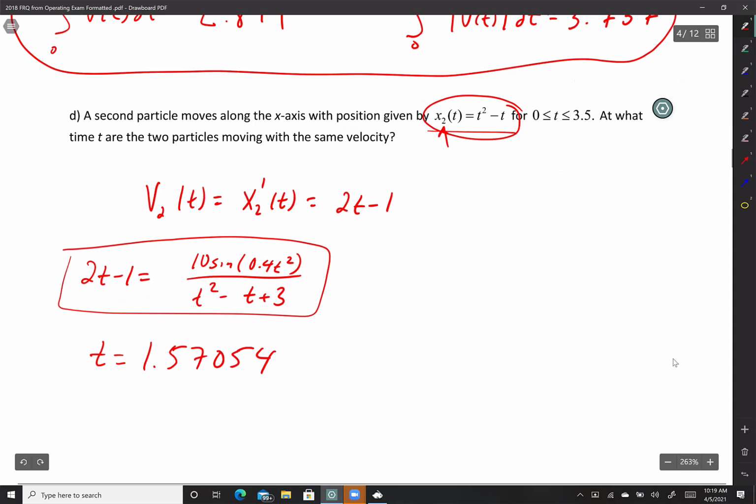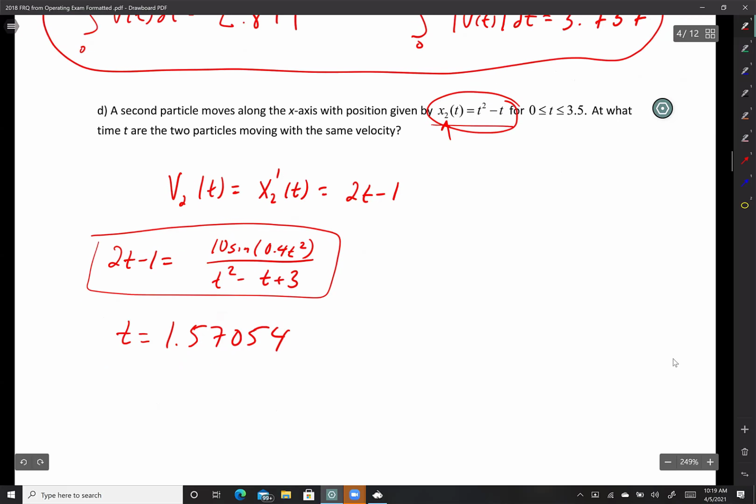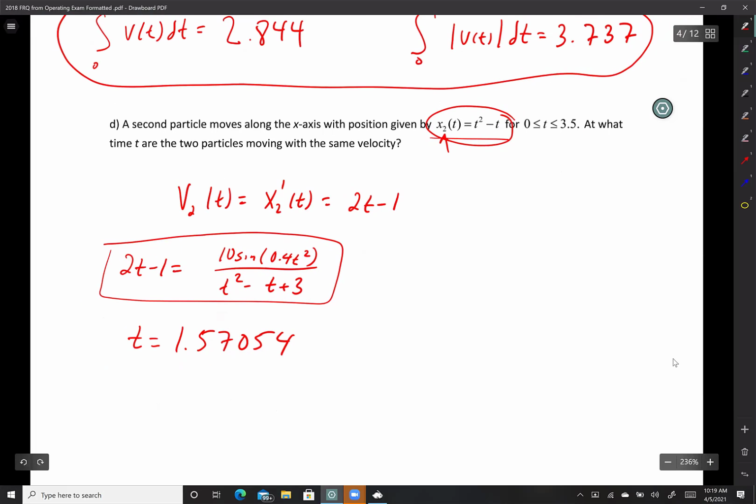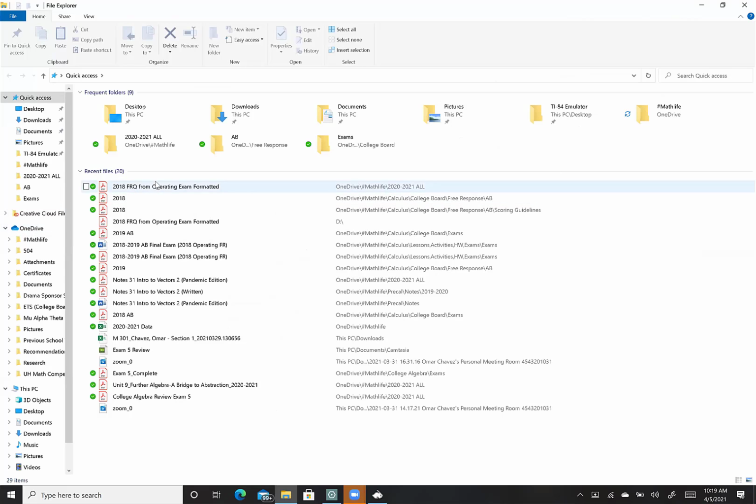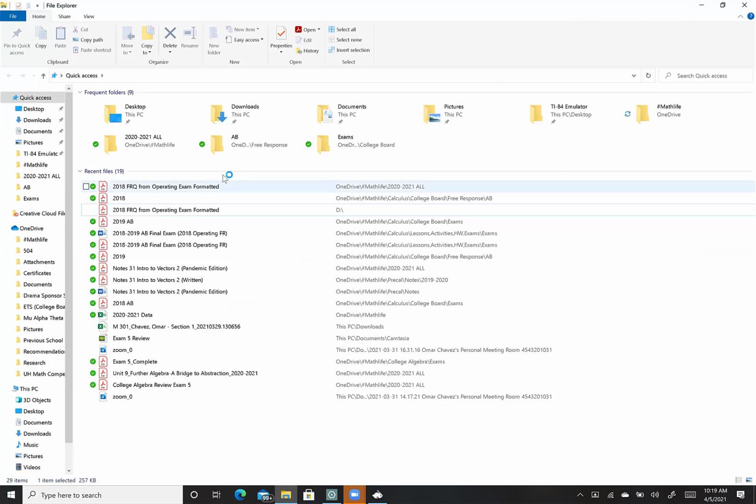And notice that I haven't been writing any sentences. I probably should. It says at what time t are the two particles moving with the same velocity? I should probably say at time equals 1.57054, both particles are moving at the same velocity. But it's okay. I'm in a hurry, and this would be full credit. So let's see how we did. Let's look at the rubric. Is this a rubric right here? This one. I was looking at it earlier, guys.